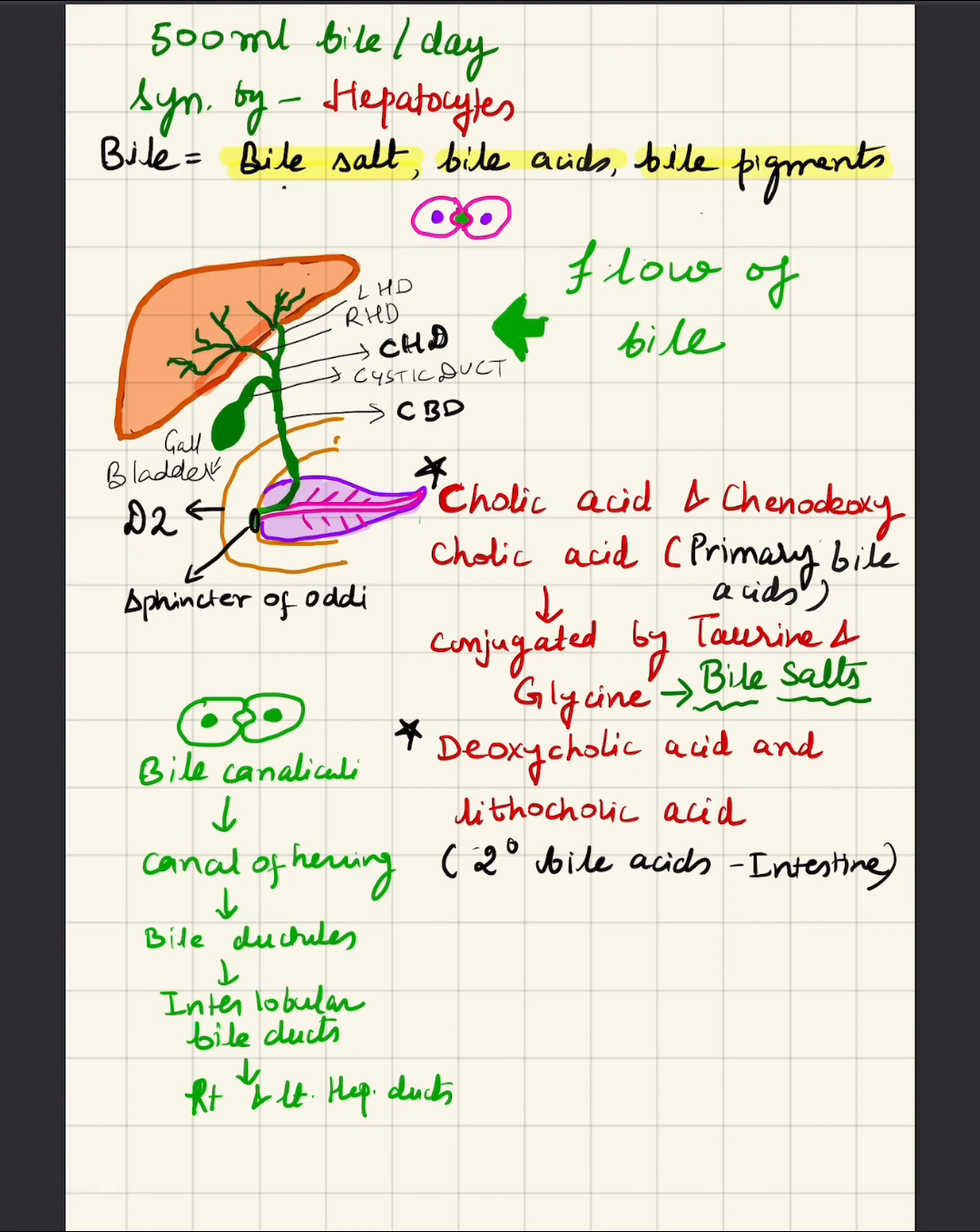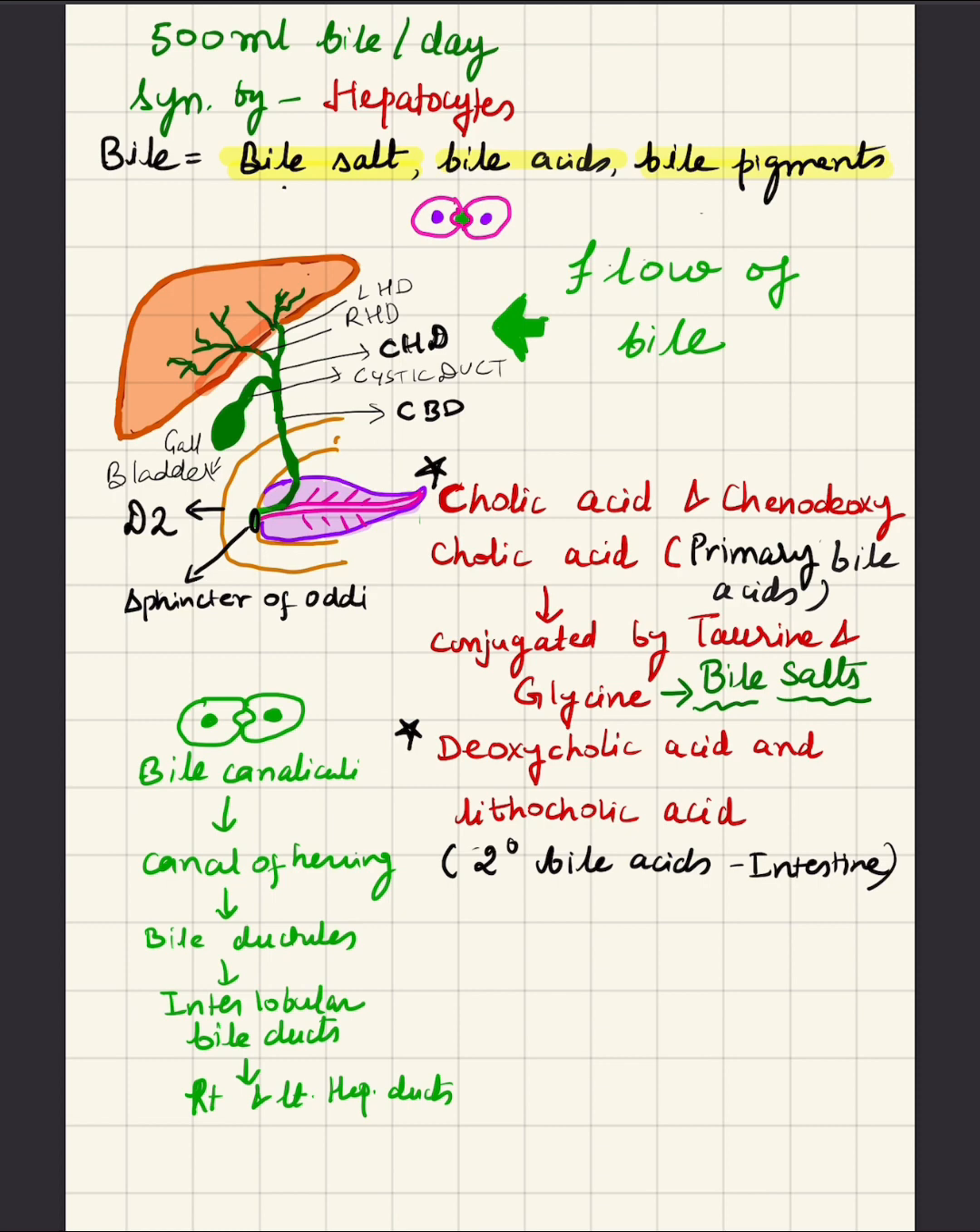Now, the liver has a synthetic function. It synthesizes various proteins, clotting factors, and also synthesizes the bile. Bile is composed of bile salts, bile acids, and bile pigments, and that is synthesized by the liver. So, how does the bile flow in the liver and reach the second part of the duodenum?